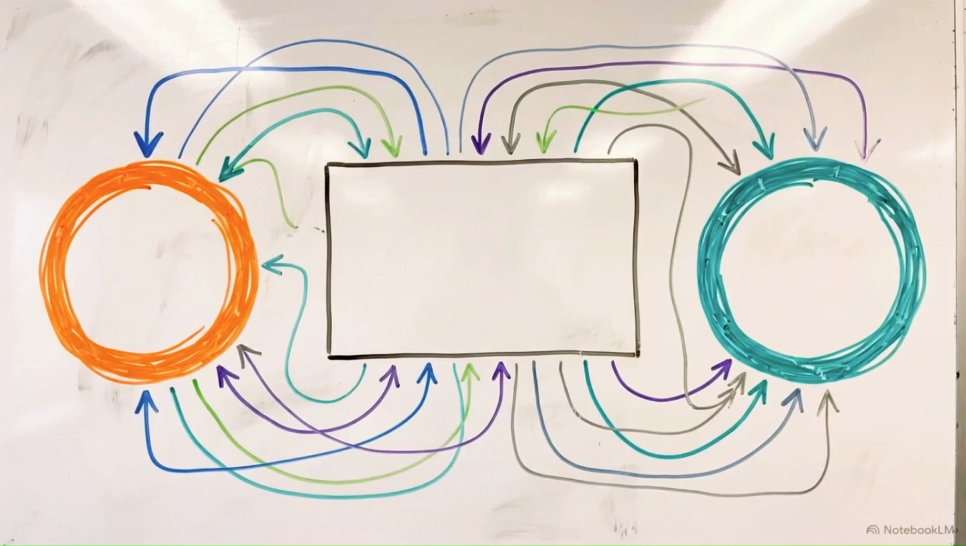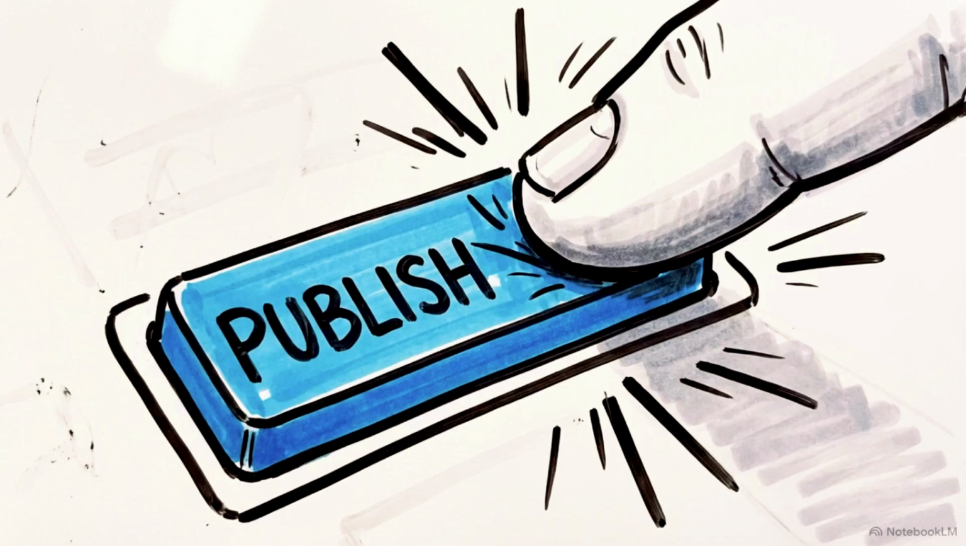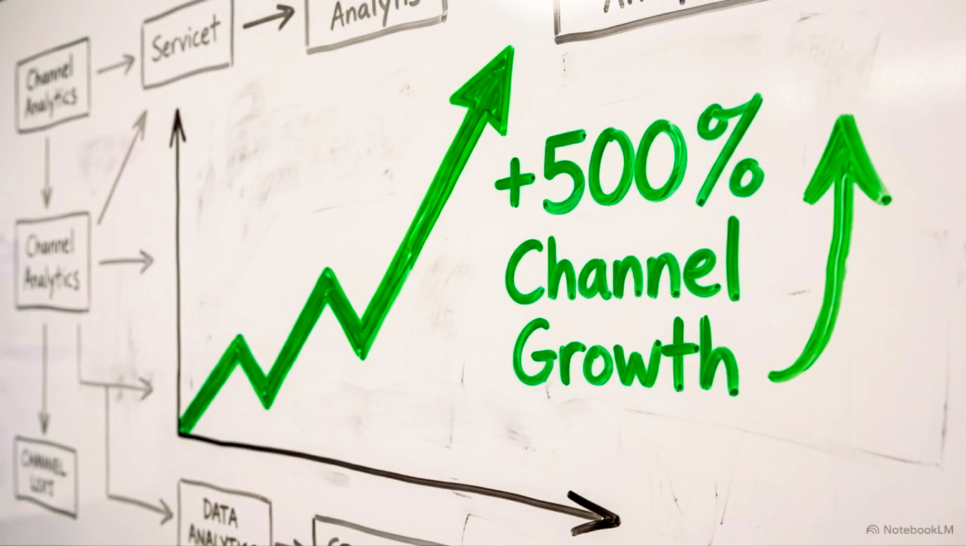To do this, you need two things in front of you: your YouTube Studio dashboard and the working script for your next upload. By hitting these precise data thresholds, we stop guessing what the audience wants, and we give the sorting machine exactly what it needs to accelerate your channel.